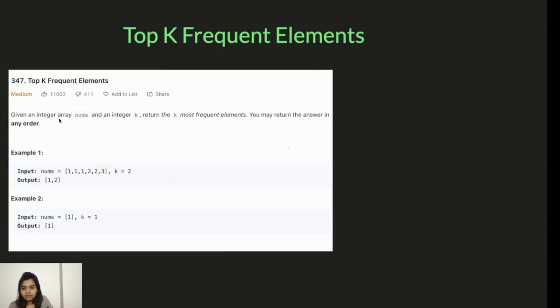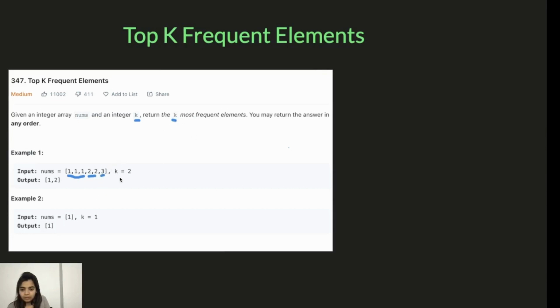Given an integer array nums and an integer k, return the k most frequent elements. You may return the answer in any order. So what they expect us to do is to return the k most frequent elements. That is, we keep a count of the number of times each element occurs, like 1 occurs 3 times here in this array, 2 occurs twice and 3 occurs once. So what do we have to return?